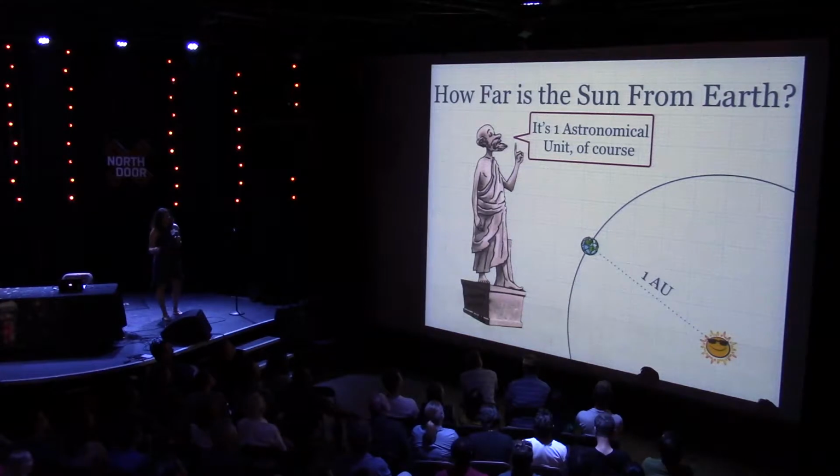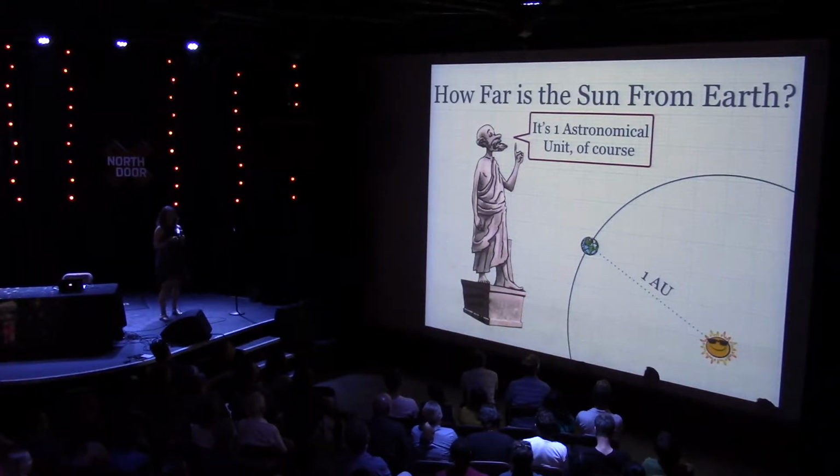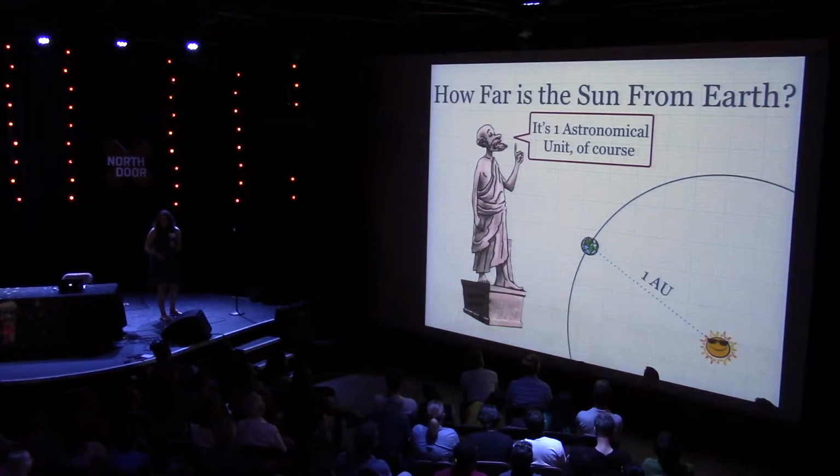So, for a very long time, people said, well, I don't know how far that is in kilometers, but we're just going to say it's one astronomical unit. We're just going to call it that. Everything can be measured in relation to this. Who cares what the actual distance is? We're just going to call it 1 AU.